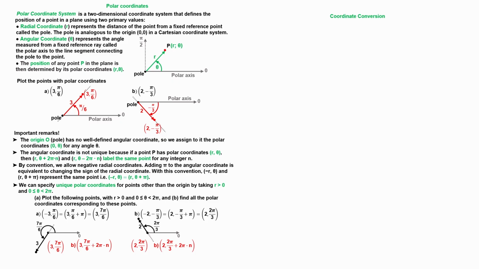Polar coordinates are expressed as r and theta, while rectangular coordinates are expressed as x and y. Converting polar coordinates to rectangular coordinates means expressing the polar coordinates as rectangular coordinates. Since the polar axis coincides with the x-axis and the pole coincides with the origin, a relationship can be established between polar coordinates and rectangular coordinates for a point.